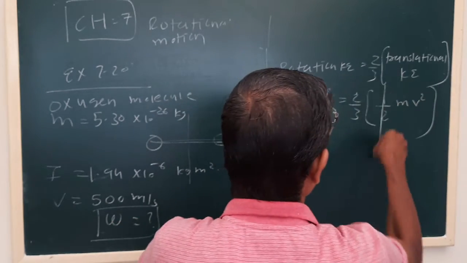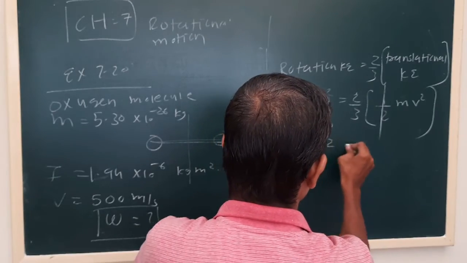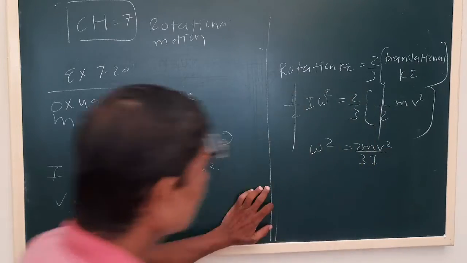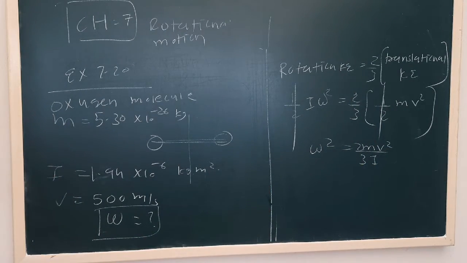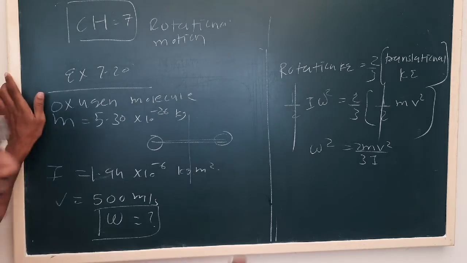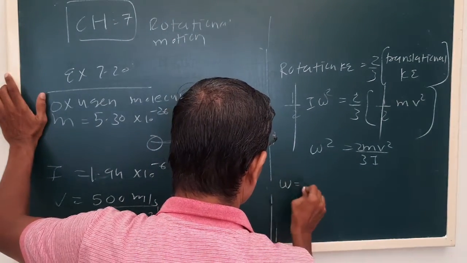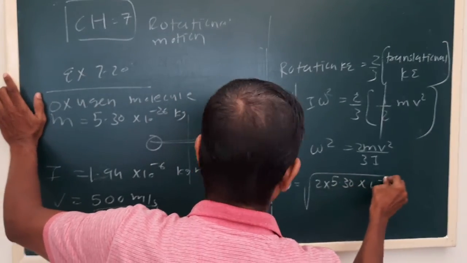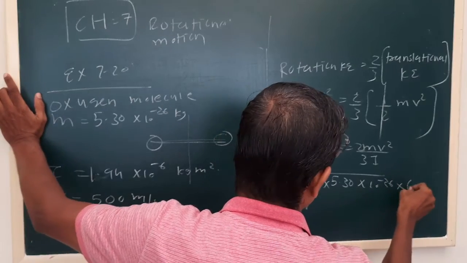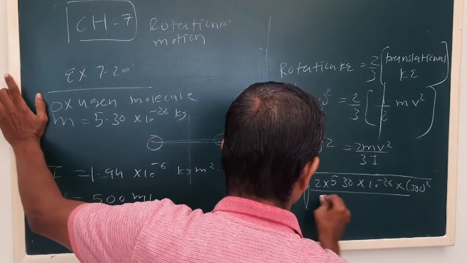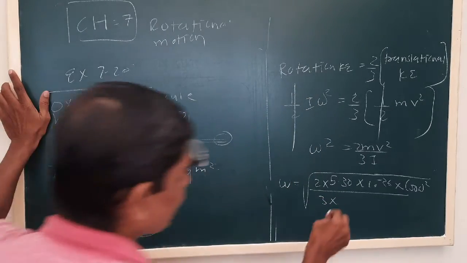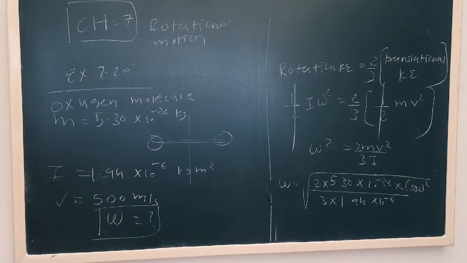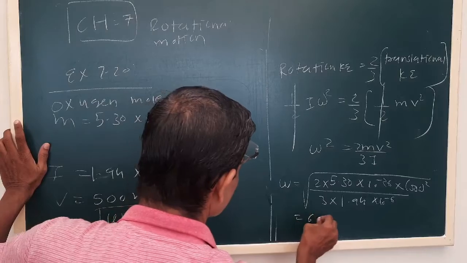Now see, this 1 by 2 will get cancelled. Okay, so omega square is 2 mv square upon 3I. Now see, all values we are having: mass we are having, I also we are having, V also we are having. So if we solve for omega, mass is 5.30, V is 500, 3, I is given as 1.94. Okay, now if we solve for omega, that turns out to be 6.74.